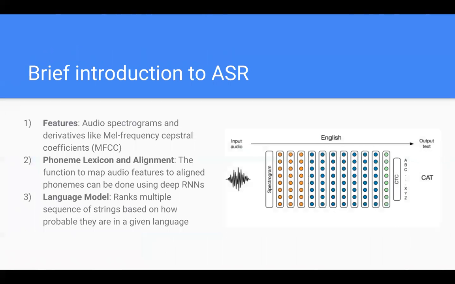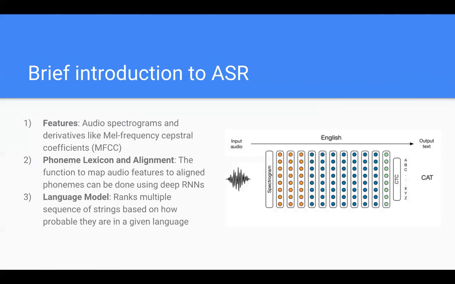So before we talk about some of the techniques that we use, I just wanted to give a very brief overview of how ASR works. The input features that you traditionally get into these ASR systems are frequency-based features like MFCCs or Mel frequency cepstral coefficients. Then you have this transformation from the audio features to aligned phonemes. And this is normally done using a deep neural network like an RNN, recurrent neural network, or a convolutional neural network, depending on the type of use case that you have.